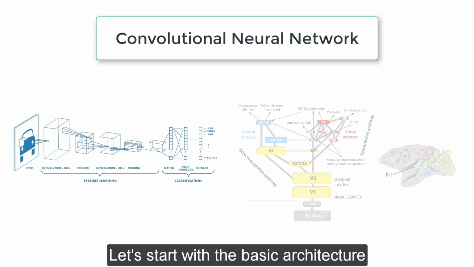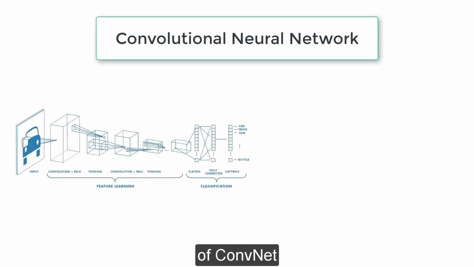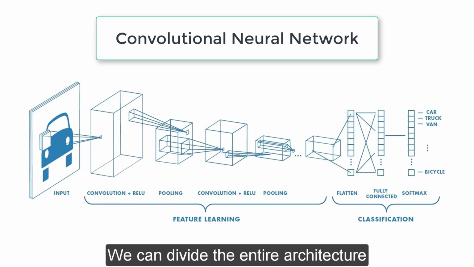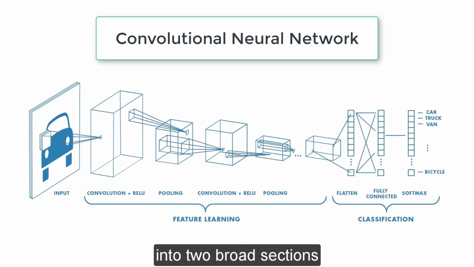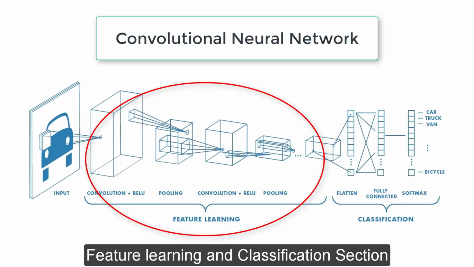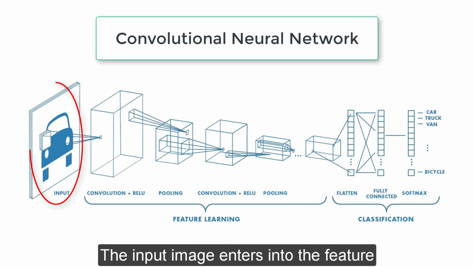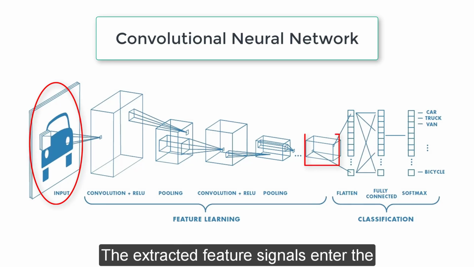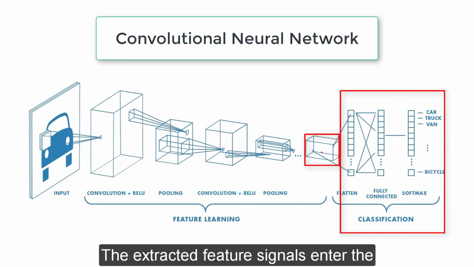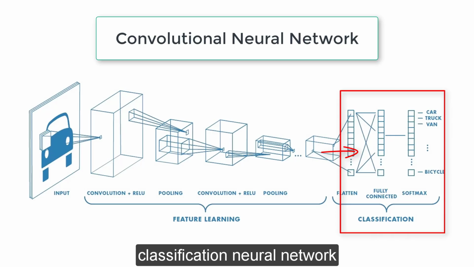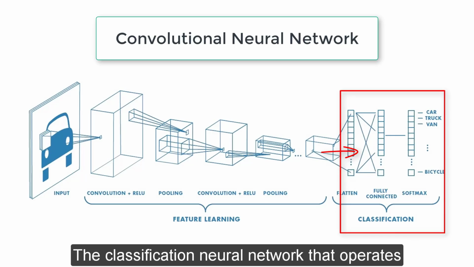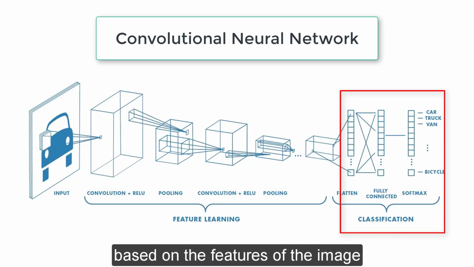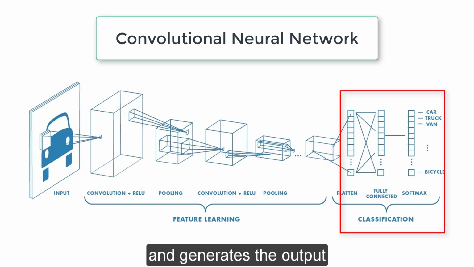Let's start with the basic architecture of ConvNet. We can divide the entire architecture into two broad sections: feature learning and classification section. The input image enters into the feature extraction network. The extracted feature signals enter the classification neural network. The classification neural network then operates based on the features of the image and generates the output.